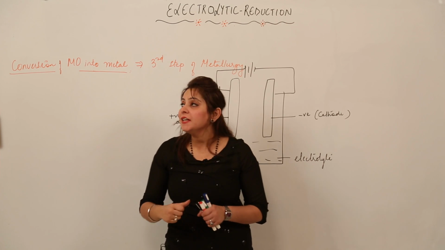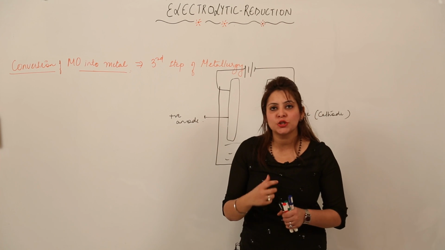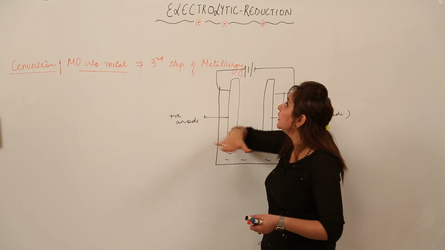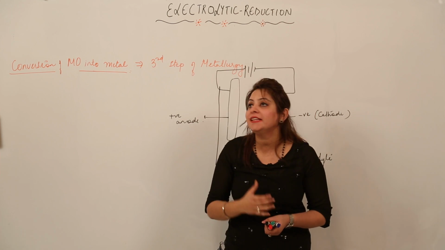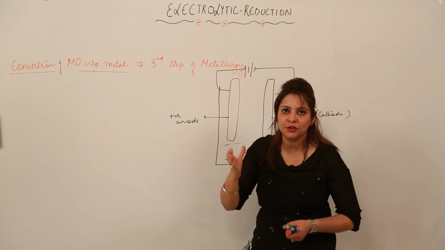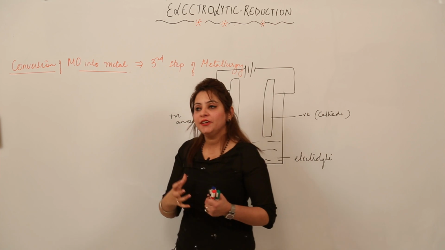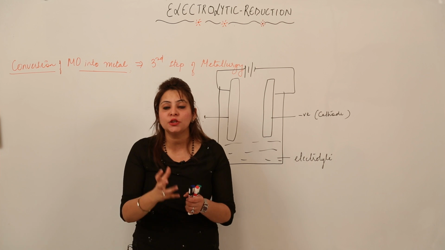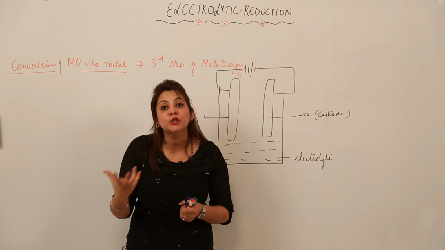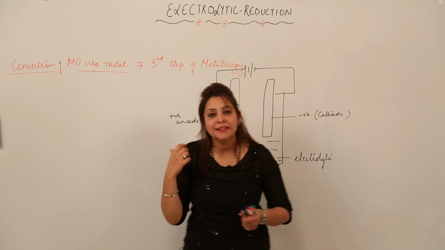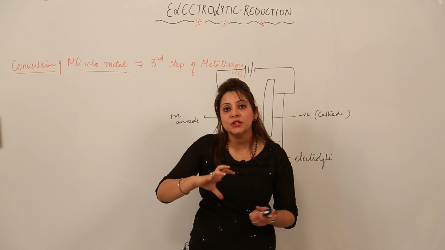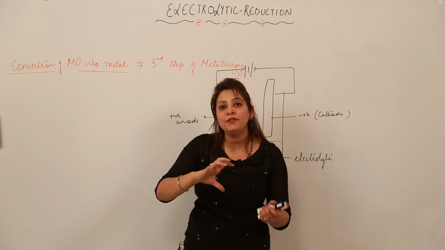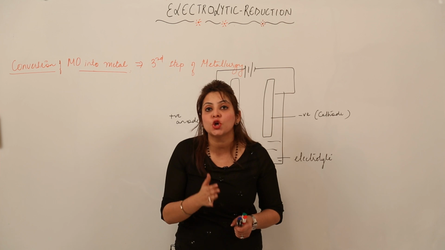Now we are starting with the second use of electrolysis, or you can say the third step of metallurgy, that is the electrolytic reduction. Again, we will split it into two halves. As you know, what is reduction? Reduction is a process in which oxygen is lost, and in this process the oxygen will be lost at the cost of electrolysis.